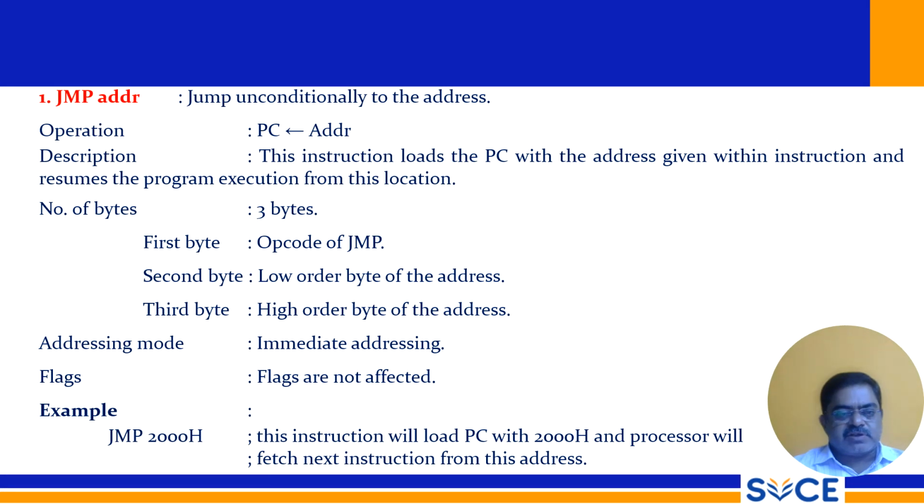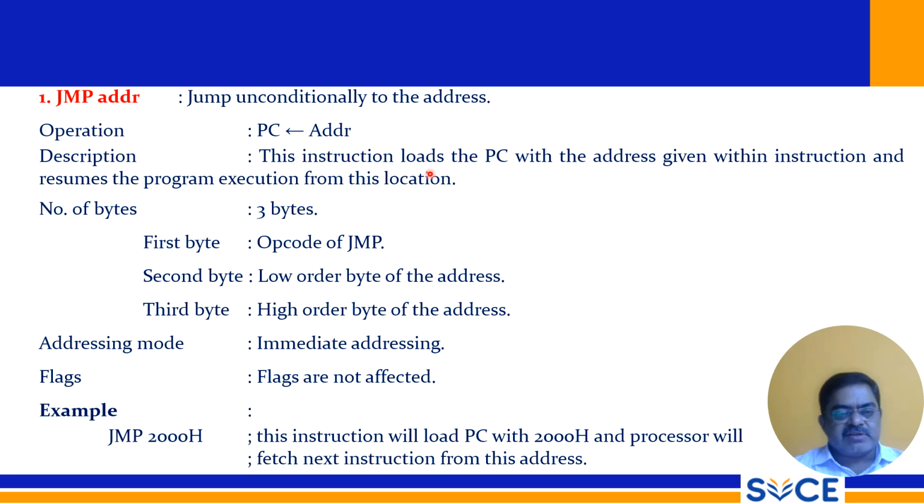The first one is the jump instruction, JMP address. It jumps unconditionally to the address. So here the operation is on the PC, that is the program counter. The program counter plays the major role, because the program execution flow is tracked by the program counter. So the address is stored in the program counter.